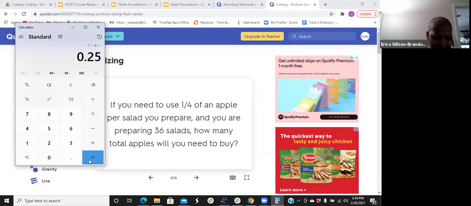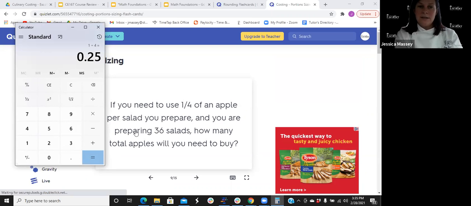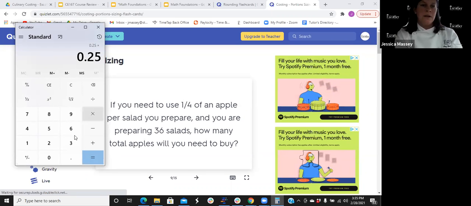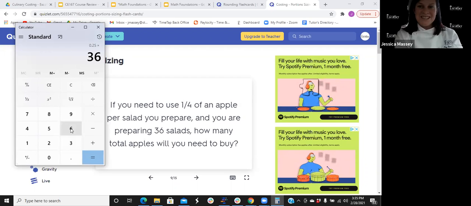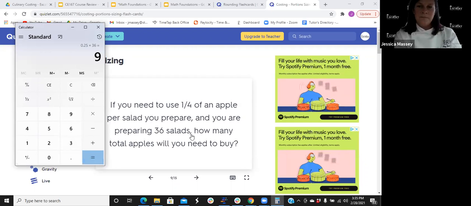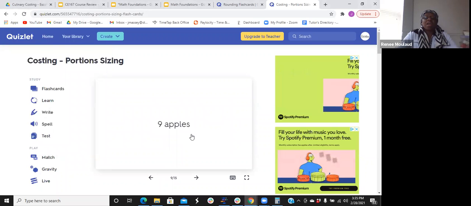Because we know that 1/4 of an apple is 0.25 of an apple, and we have 0.25 of an apple on each salad, and we want 36 salads, you would take that and times it by your 36. That gets us 9. And that's the answer. We would need to buy 9 apples to put a quarter of an apple on each salad. Did you guys get that one? It's a little bit harder with the fraction, but don't let that scare you.